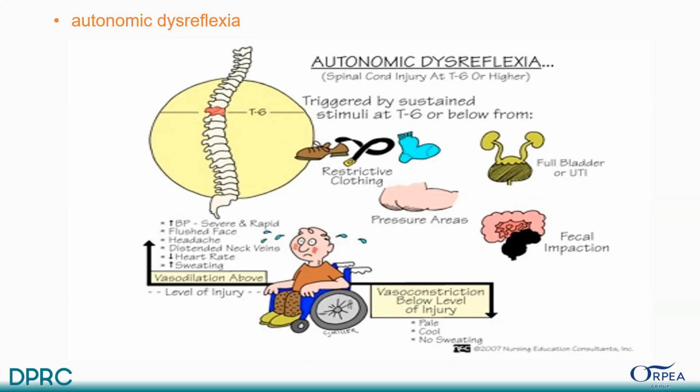The main symptoms will be an increase in BP that will be severe and rapid. Patient will have a flushed face or redness, as the blood will be rushed into the face. Headache, distended neck veins, decreased heart rate, increased sweating, vasodilatation above the level of injury. Vasoconstriction below the level of injury causes the blood to be pumped up. Patient will be pale below the level of injury due to vasoconstriction, pale, cool, and nauseated.